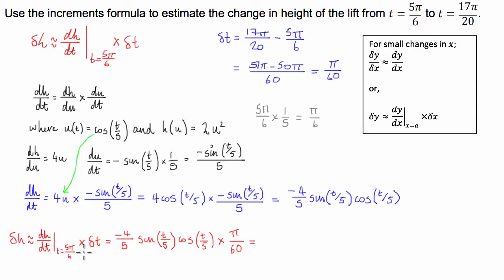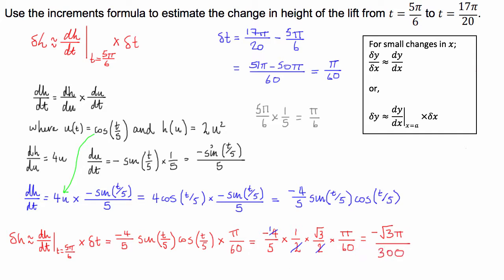So this is going to be equal to negative 4 over 5 times sine of pi over 6, which is a half, times the cosine of pi over 6, which is root 3 over 2, finally times that incremental change in time. We've got 2 times 2 is 4, which will cancel out the 4 at the top. We'll be left with a 1. And we have a root 3, and 5 times 60 is 300. So we're left with negative square root 3 pi on 5 times 60, which is 300.